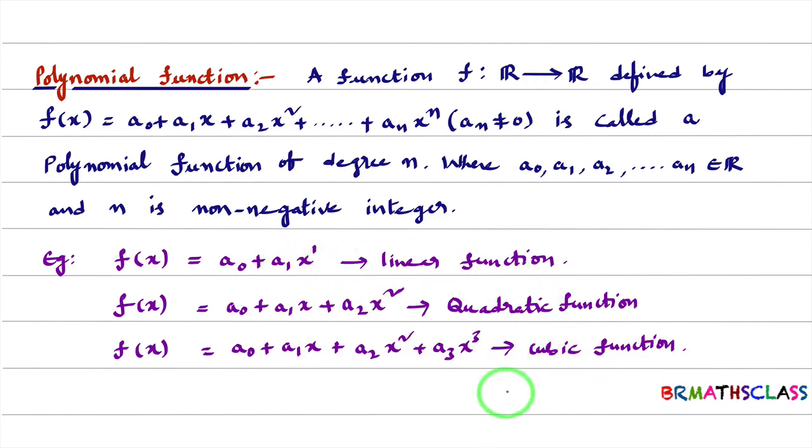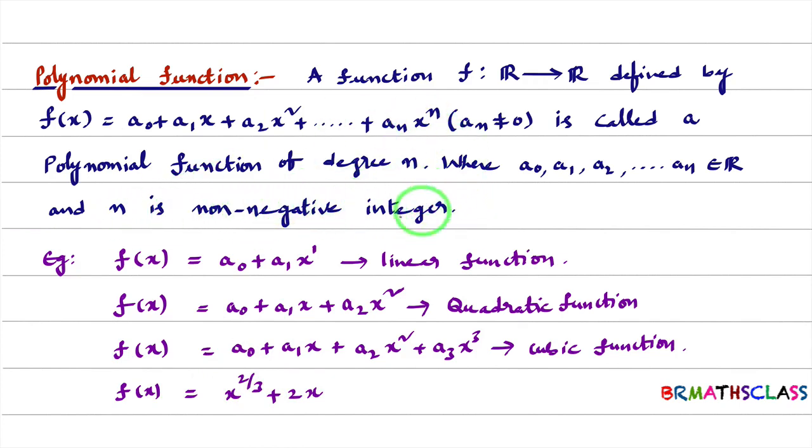Now we will see examples which are not polynomial functions. You observe this function. This function is x power 2 by 3 plus 2x. Is it a polynomial function? You observe here in this definition, what is n? n is a non-negative integer.